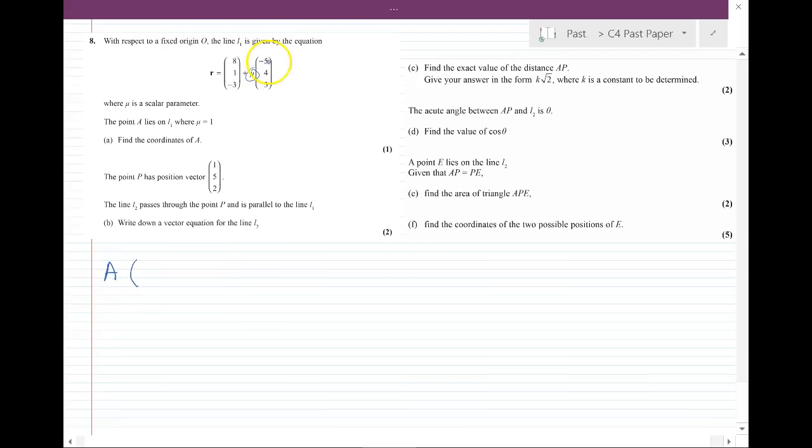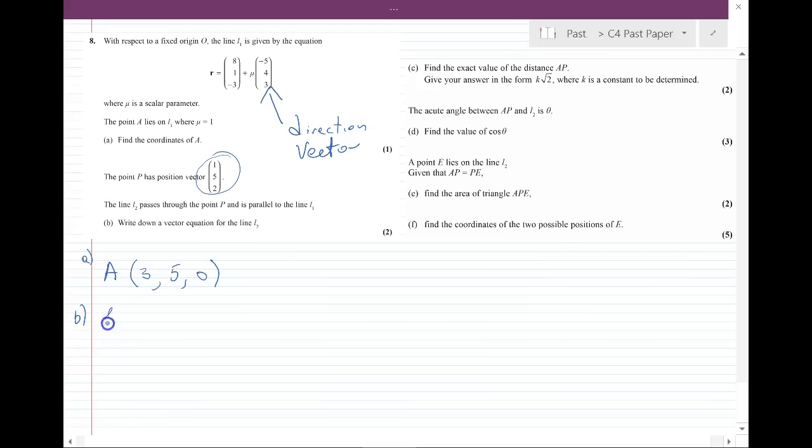If we put 1 in there, 8 take away 5, that's 3. Put 1 plus 1 times 4, which is 5. And 1 in there, minus 3 plus 3 is 0. So that's nice and easy. Part B, also pretty straightforward. It says the point P has this coordinate, but it's going in the same direction as this. Well, the thing that determines the direction is this thing. That's called the direction vector there.